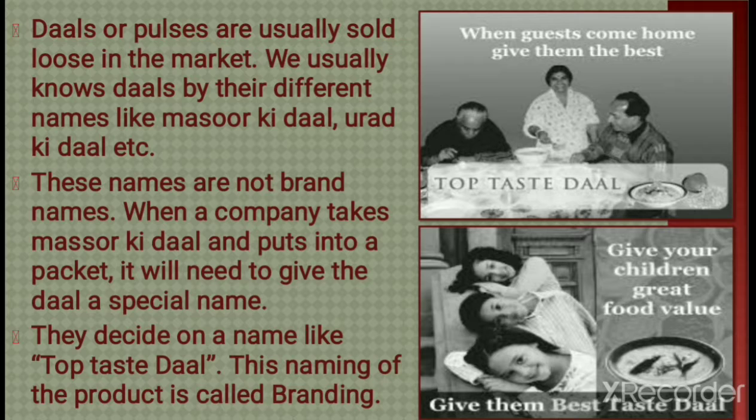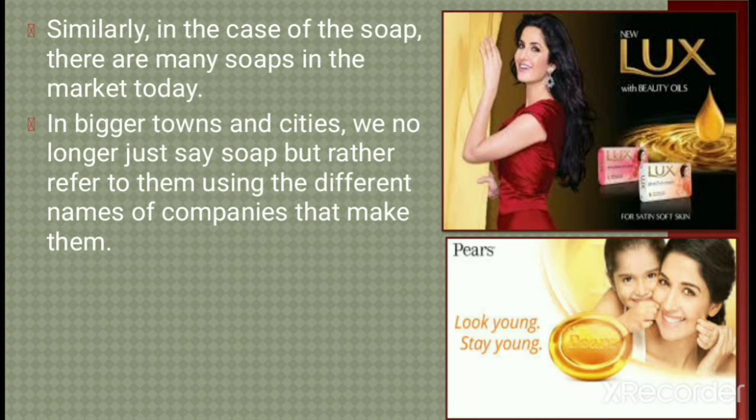Only then can you differentiate and decide to buy that product. Here is an example of soap. Like in the dal example we have studied, if you want to buy dal, we take the particular name of that dal, but it's different in the soap case. If we want a soap, we will not ask by the name of the soap. We don't demand a neem soap or a rose soap. Instead, we will demand the soap of Lux company, or the soap of Pears or Dove or anything.